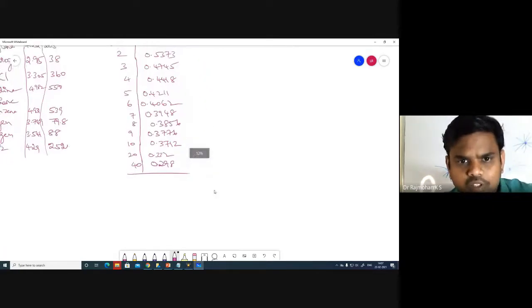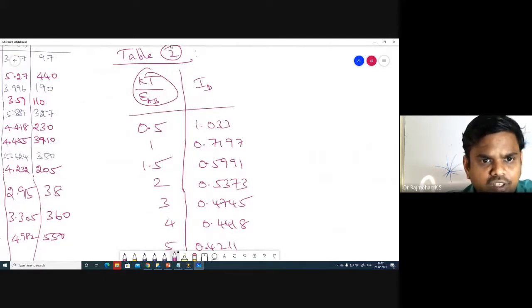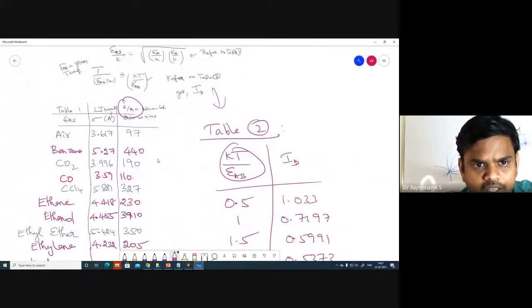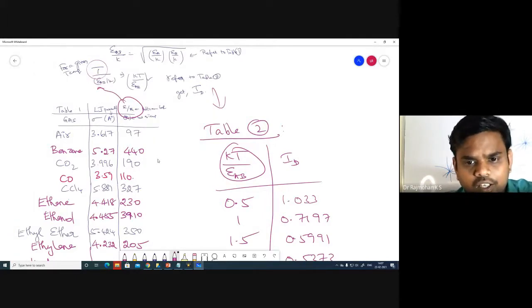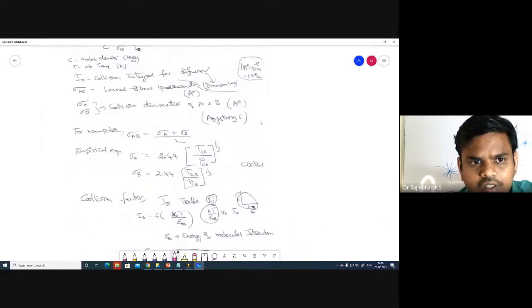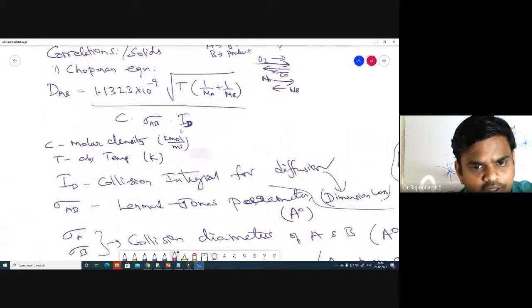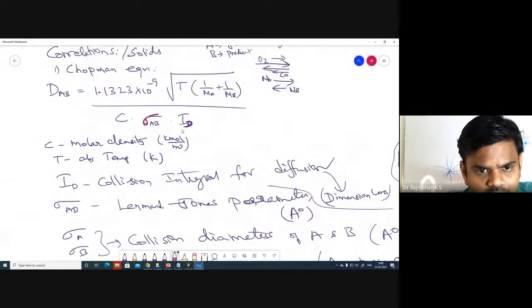In the numerical we are going to solve, you will be determining this parameter. As I said, you are going to get epsilon AB by K here, and you will substitute it here to get kT by epsilon AB. Once you get kT by epsilon AB, we will get the ID value, which we will substitute in the diffusivity expression given here. So in this expression, how to get sigma AB and how to get ID, I have told you now.